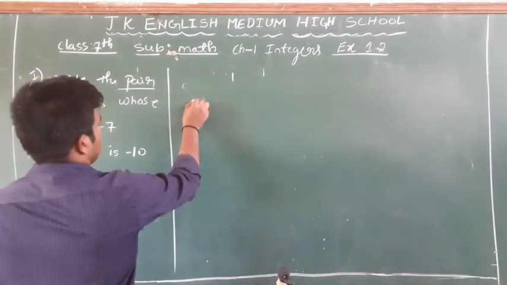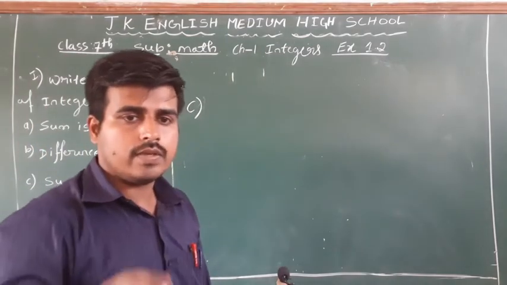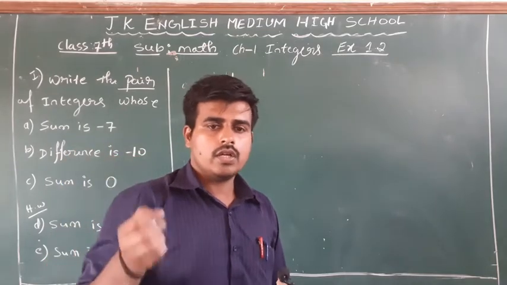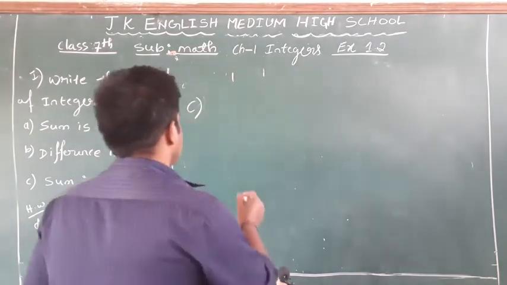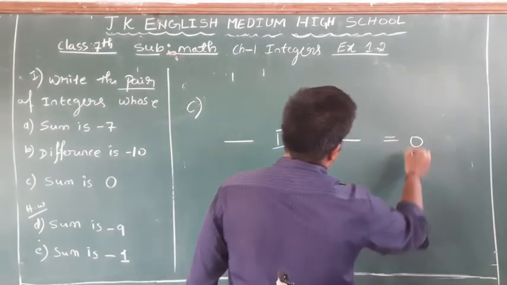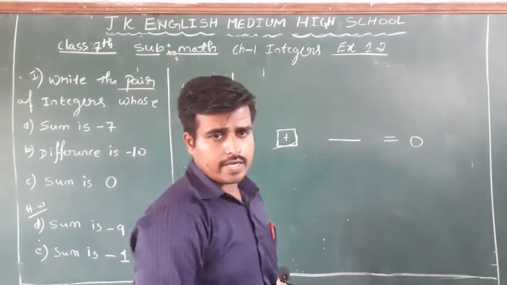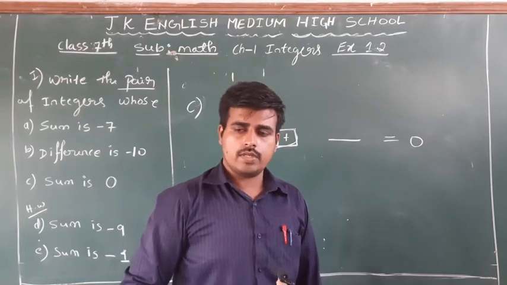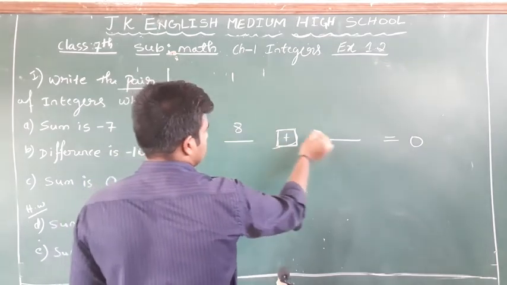Question number C. Sum is 0. You always remember, sum 0 means you have to take two numbers, same numbers only, like 2, 2, 5, 5, 7, 7. At both places you can take the same number. Sum 0. Sum means what? Plus. You must get a 0. Always take the same number, any same numbers, 10, 10, 15, 15, 25, 25, 3, 3. I will choose 21, 21. No problem. Okay, I will take 8, 8.